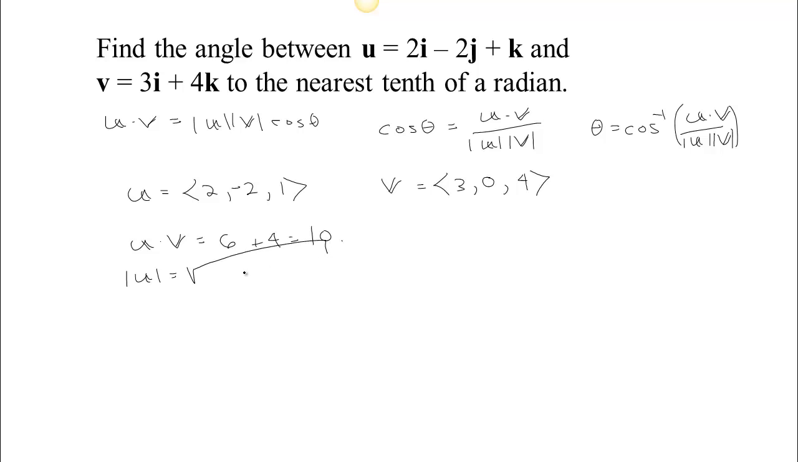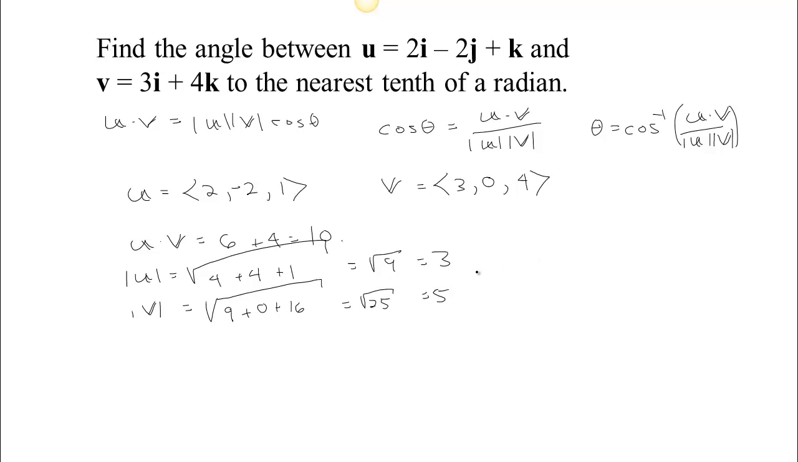Now the length of u is the square root of 2 squared plus negative 2 squared, that's 4, plus 1, so that's the square root of 9, which is 3. And the length of v is the square root of 3 squared, that's 9, plus 0 squared, that's 0, plus 4 squared is 16, so that's the square root of 25, which is 5.